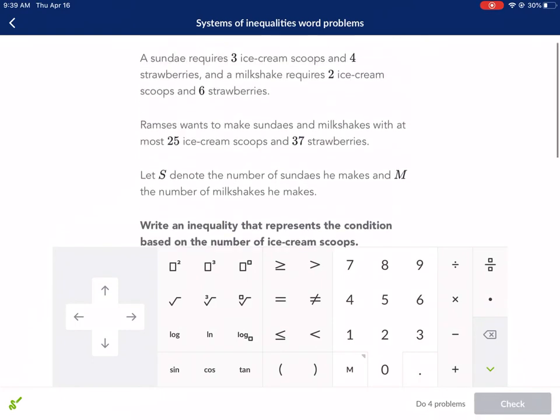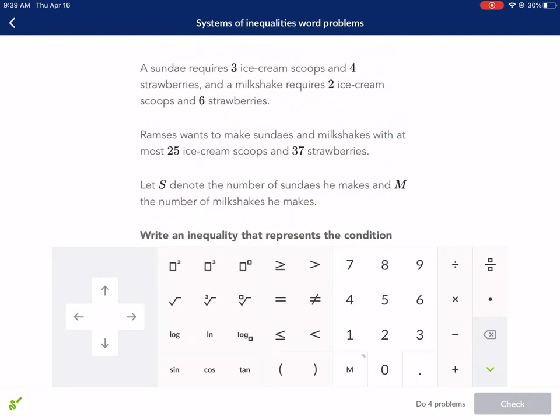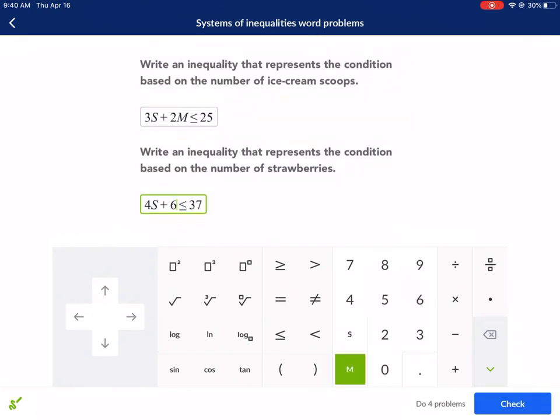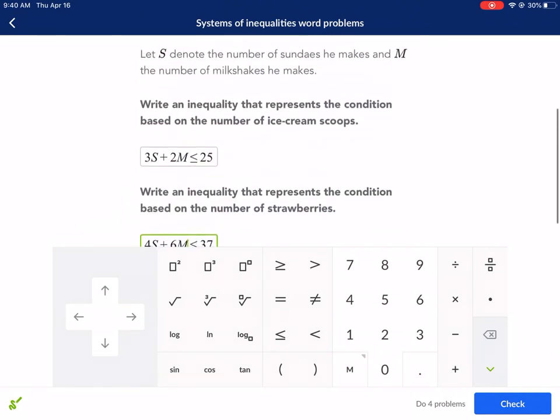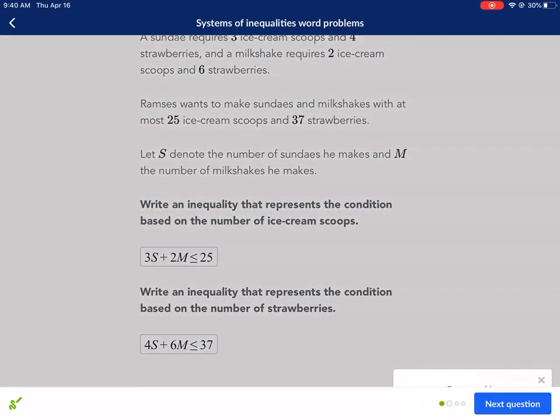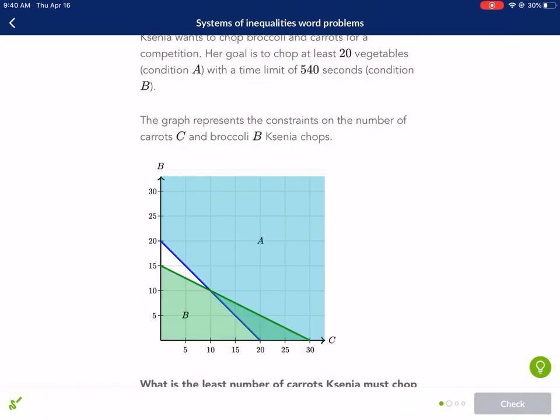We're going to add this to the number of strawberries we need for a milkshake. So it says a milkshake requires 6 strawberries. So we're going to add this to 6. So now we have 4S. Oops, sorry. That's M because we're talking about milkshakes. Okay, we're talking about milkshake, 6 strawberries for every milkshake, and it needs to be less than or equal to 37 total strawberries. Let's check our answer. There we go, okay? Move on to the next question.